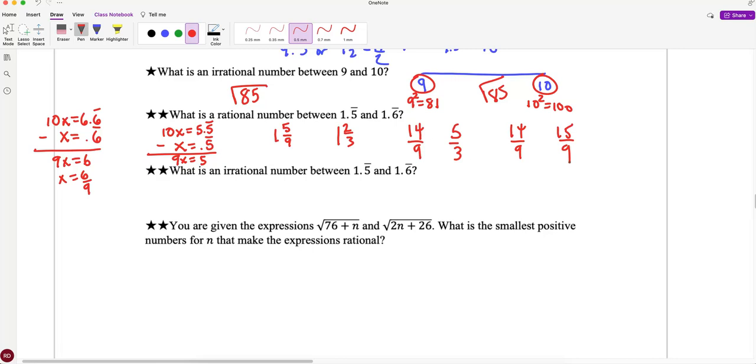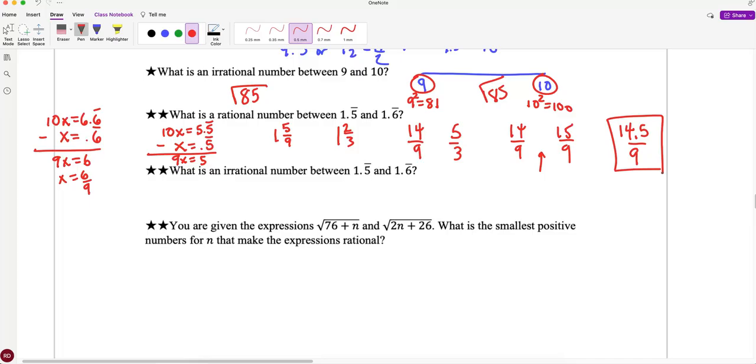So I need a number that's in between those two numbers. So you could just split the difference, okay? So you could say 14.5 divided by 9. That is a rational number between 1.5 repeating and 1.6 repeating.